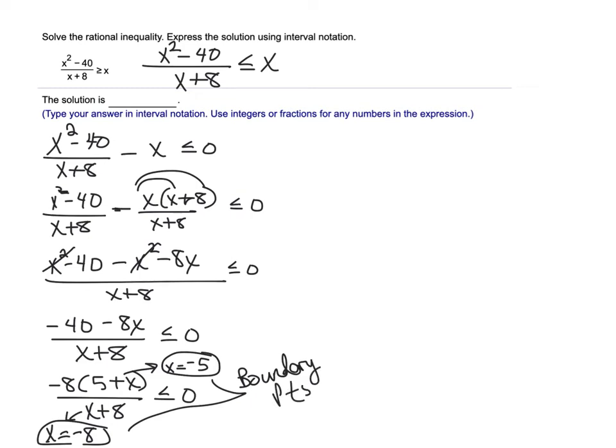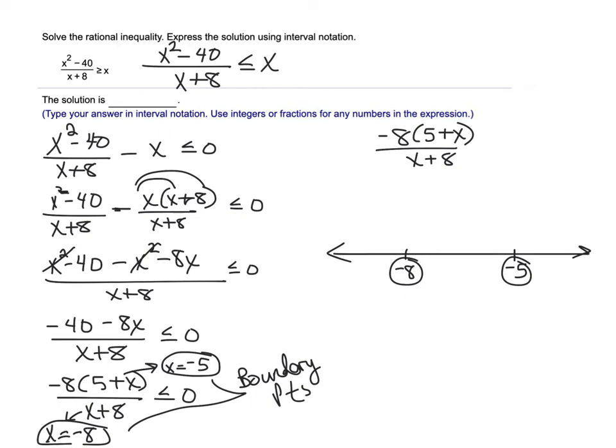And now we are ready. We can plot these onto our number line. I'm going to recopy this just so we have it up top because we're about to start doing our sign chart. Just kind of nice to have it. So there's my polynomial. Let's do our sign chart. Okay, plotting them. We have two boundary points. We have negative 8 and negative 5.